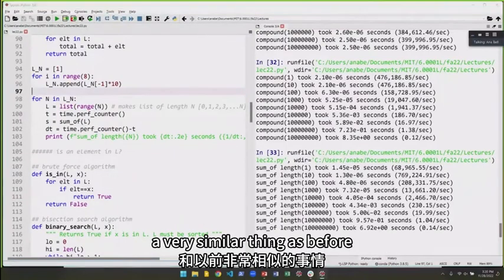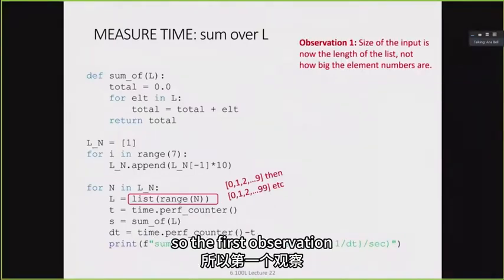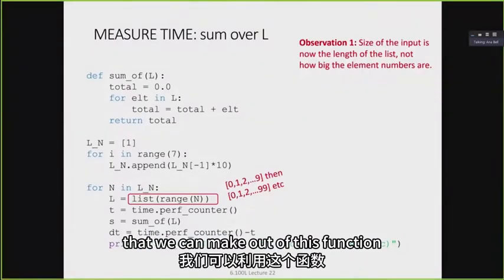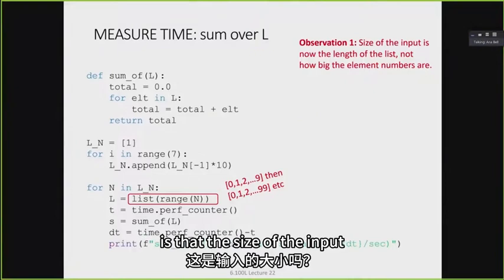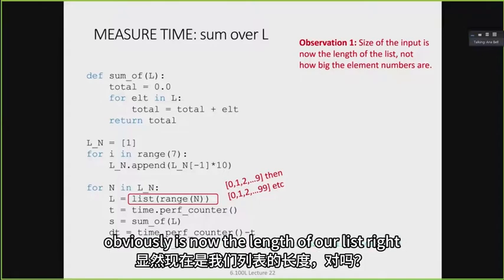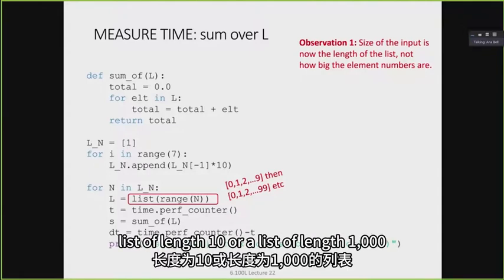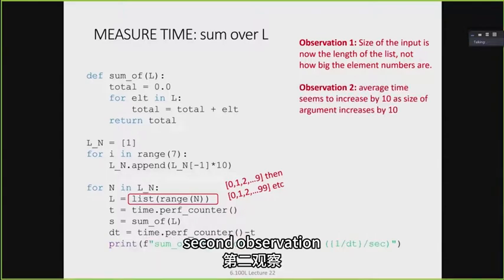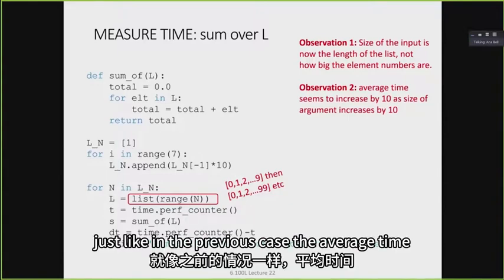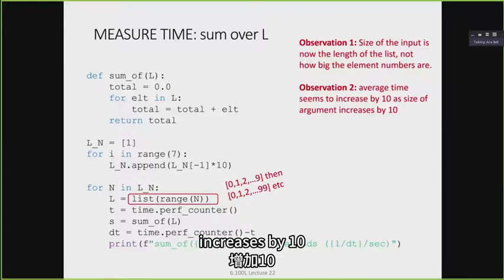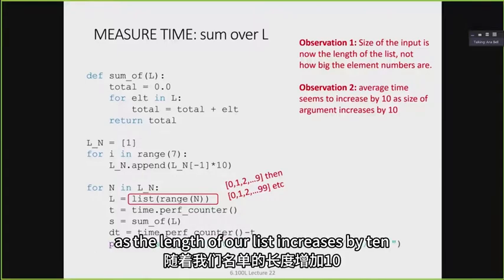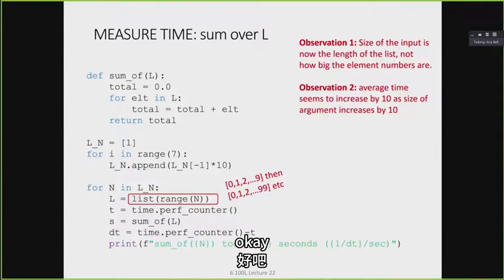Okay, a very similar thing as before. So the first observation that we can make out of this function is that the size of the input, obviously, is now the length of our list, right? It's not just the number 10 or the number 1,000. It's a list of length 10 or a list of length 1,000. Second observation is that, again, just like in the previous case, the average time increases by 10 as the length of our list increases by 10. Okay, again, very good.